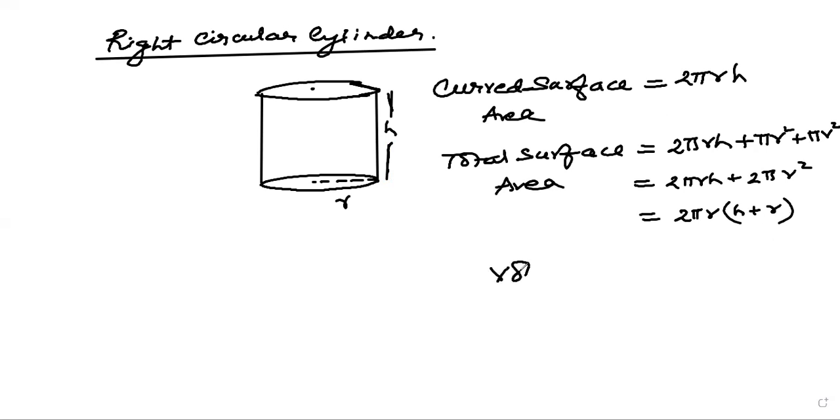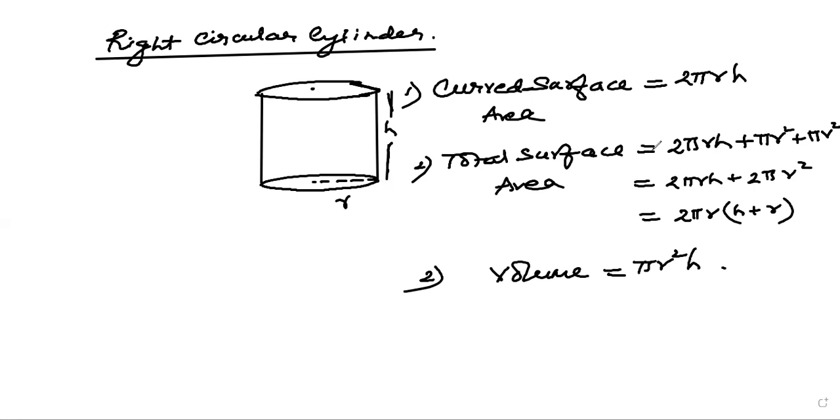Then it has got a volume, children. Your volume of the cylinder will be pi r square h. Okay, children? So remember, children, you have to learn only three formulas in this also. One is the curved surface area, 2 pi r h.